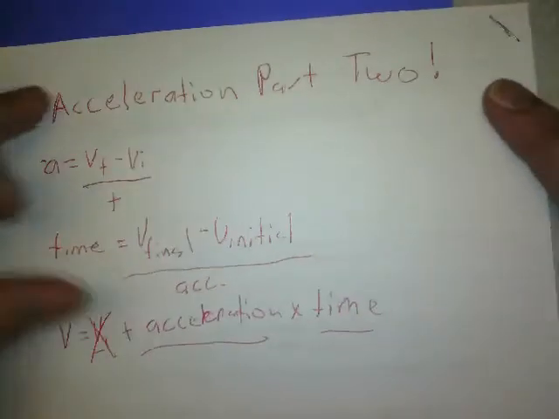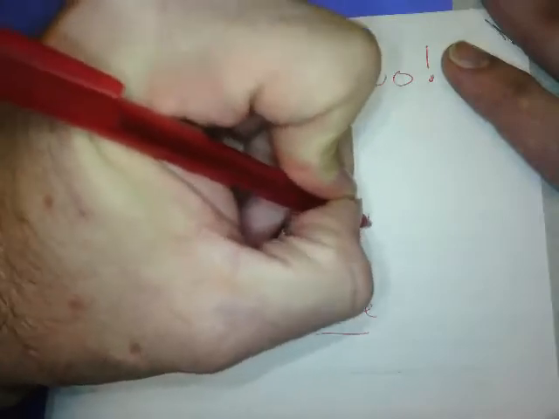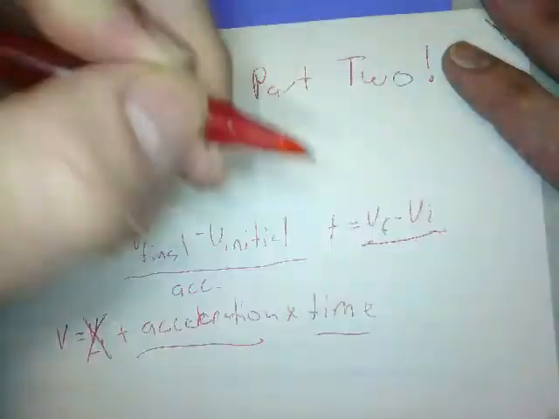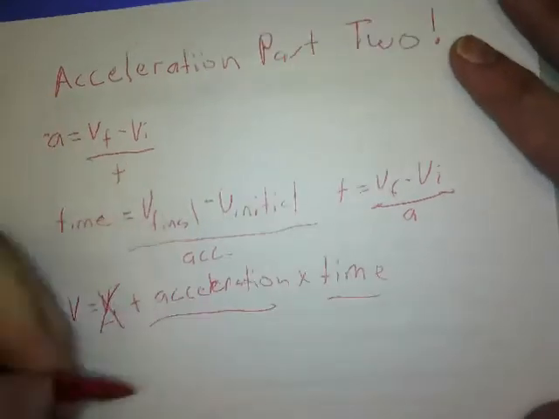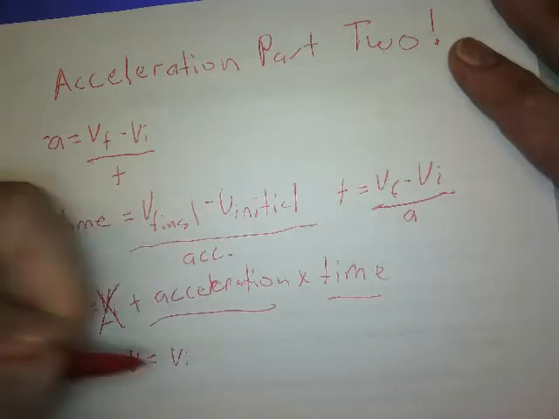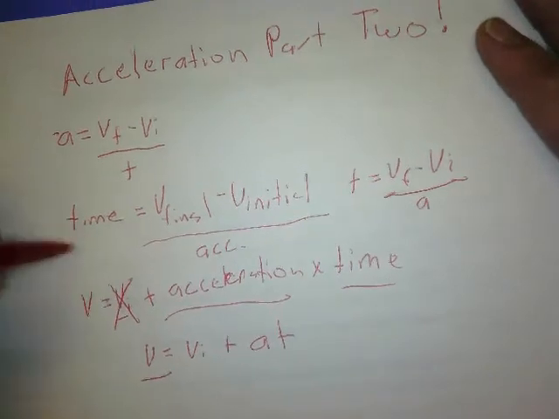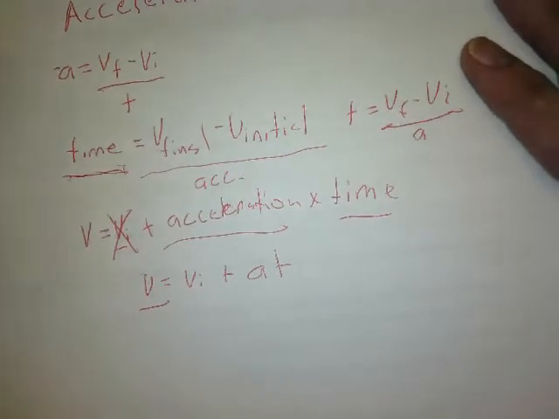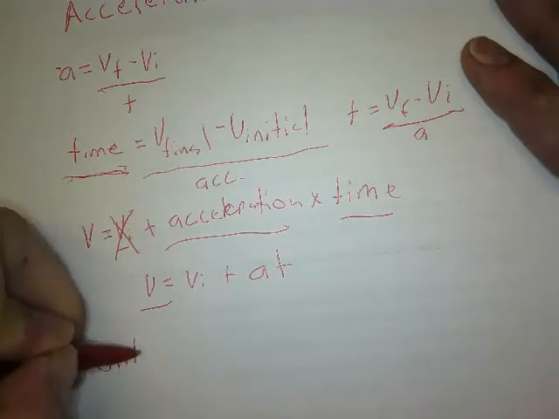which is velocity initial plus acceleration times time. So it's initial velocity plus acceleration times time. If initial velocity is 0, then it just drops off and it becomes acceleration times time.